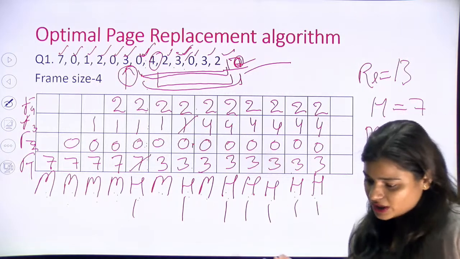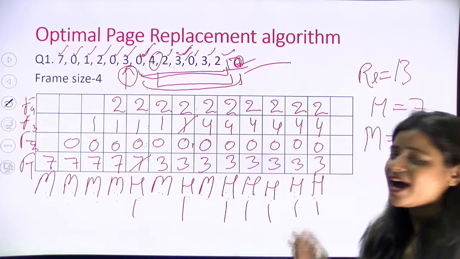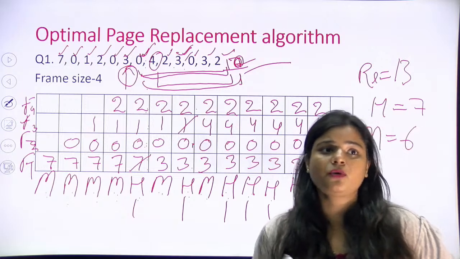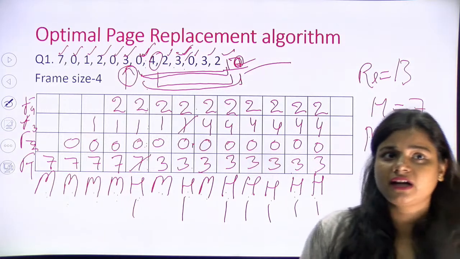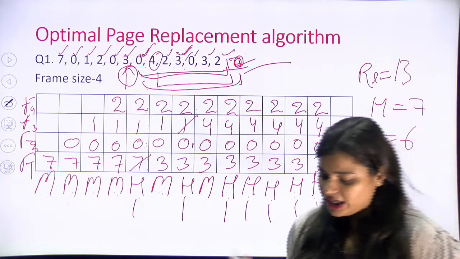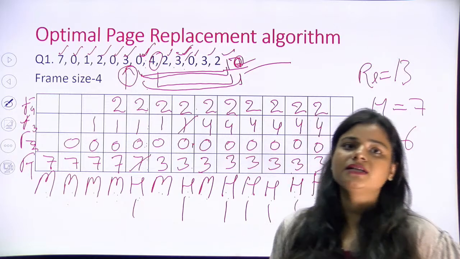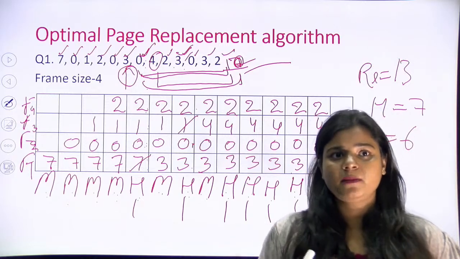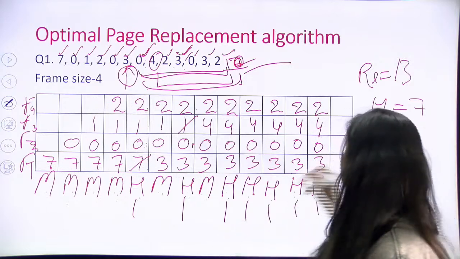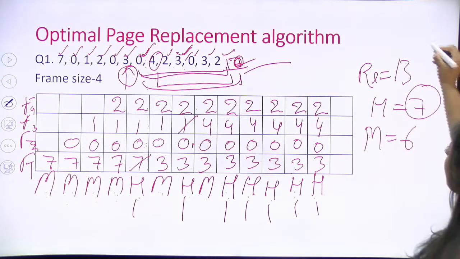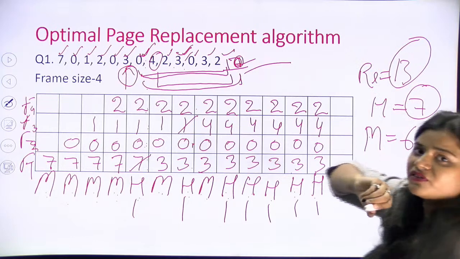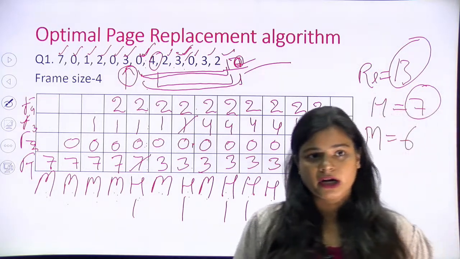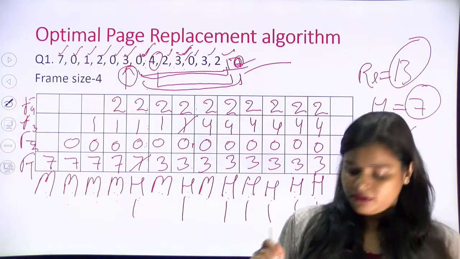You have to calculate the hit ratio and miss ratio. I have already told you the formula, you can write it again. For finding the hit ratio, the formula is number of hits divided by total number of references, multiplied by 100. This is the formula for finding the hit ratio.